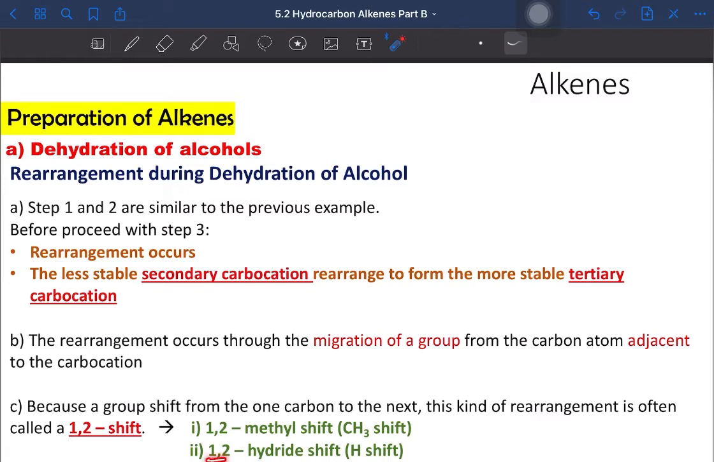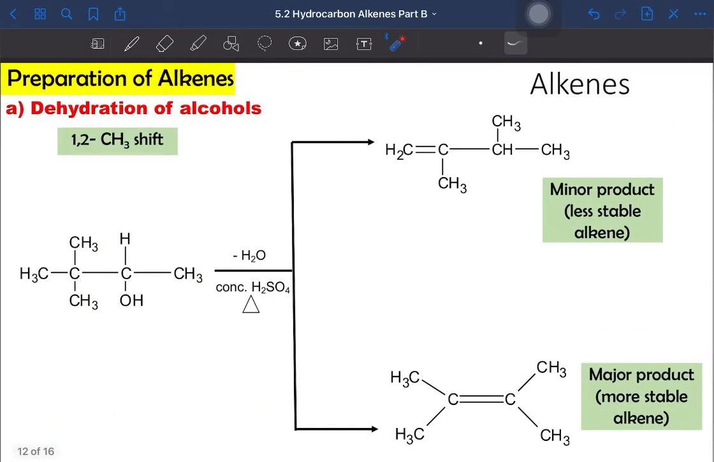Or we have a 1-2 hydride shift, where we move the hydrogen from one carbon to the next neighboring carbon. This is all to form the more stable tertiary carbocation. So now let's look at the example of the 1-2 methyl shift, where for this example we want to shift this methyl group to this carbon, so that we can form the tertiary carbocation.